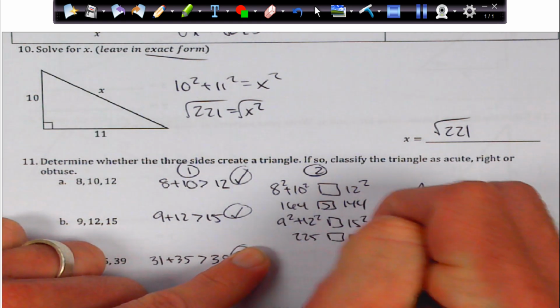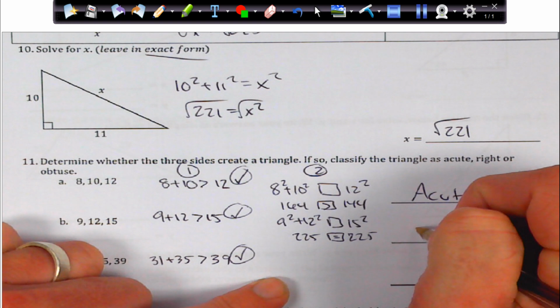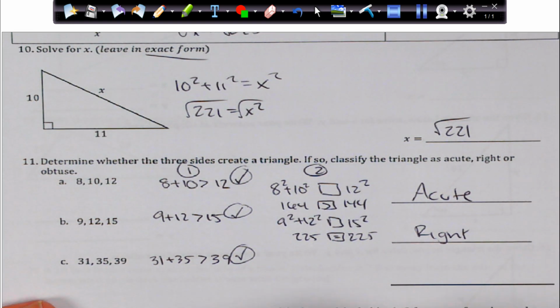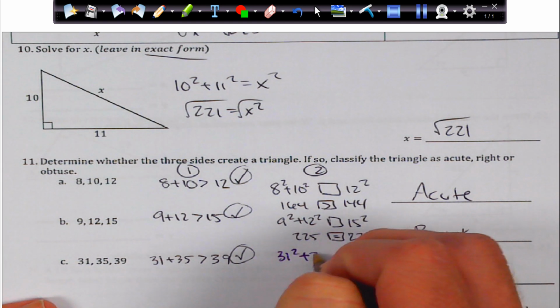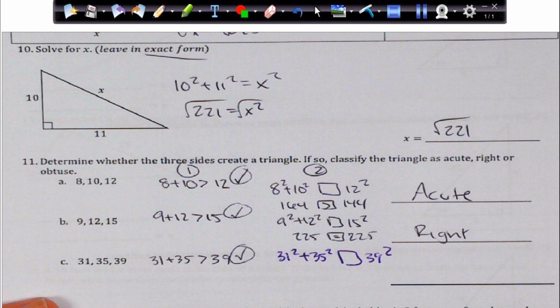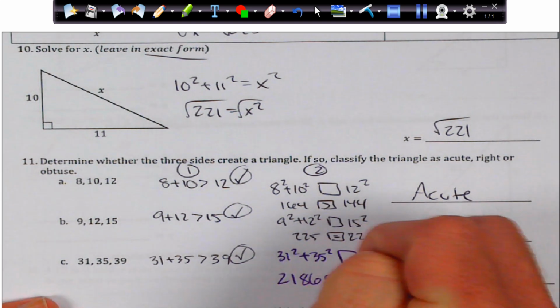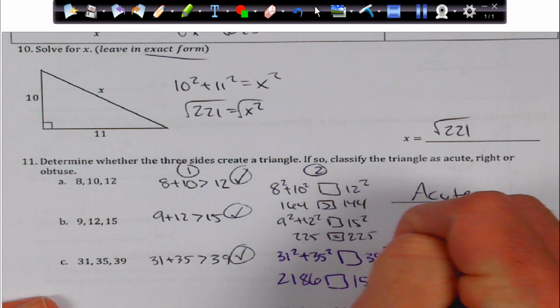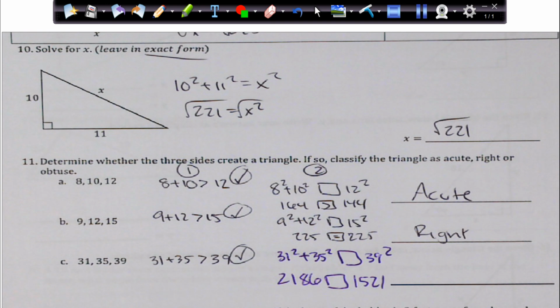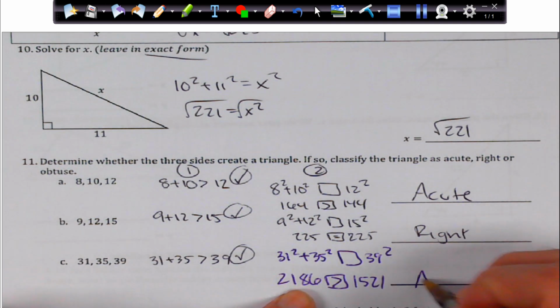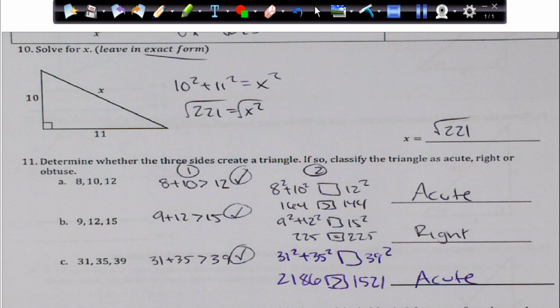225, and that's 225. So those are equal. So that's going to be a right triangle. I'll switch colors here because it's blending all together in my head. 31 squared plus 35 squared. What's its relationship to 39 squared? And that's going to be a pretty big number, 2186. I'm guessing 39 squared is going to be pretty big as well, but not as big. And so the little guys, again, are bigger. They win the war. So this is acute. Not obtuse on that one.